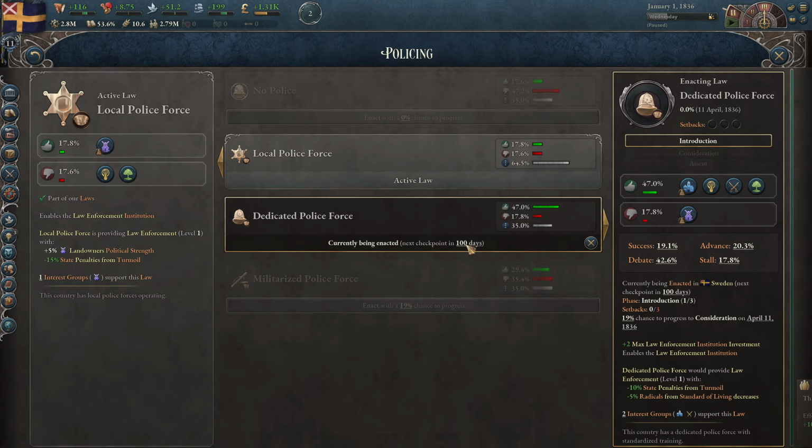So in every 100 days, there will be a checkpoint to see if the people in the cabinet can agree on changing this law in Sweden. This number, the 100 days, takes longer if you are not having a legitimate government, but we have a very legitimate government, so this will go very quickly. Let's see if we can do this. This will take the power away from the landowners.